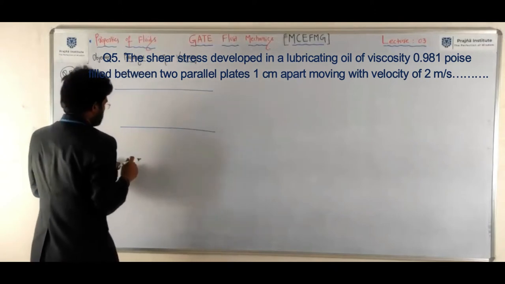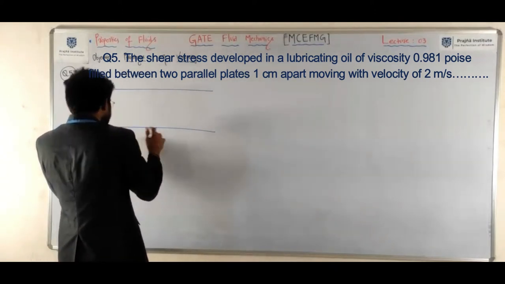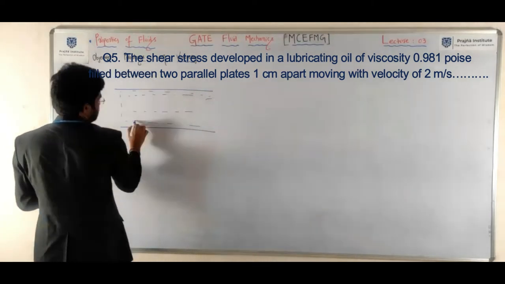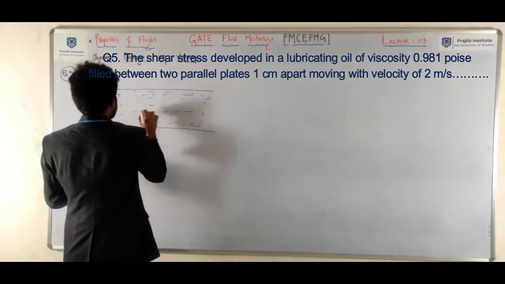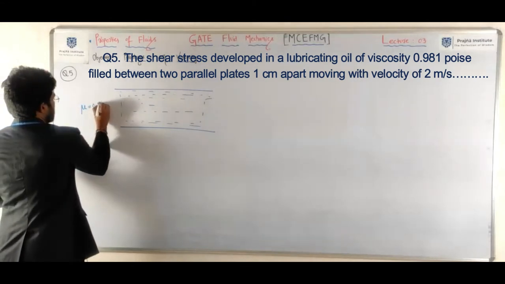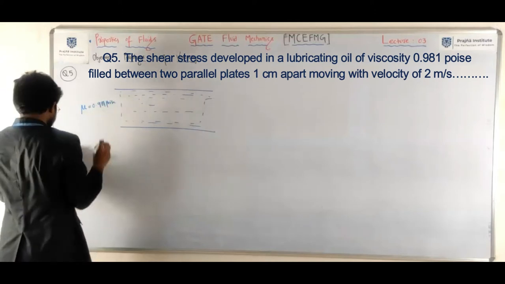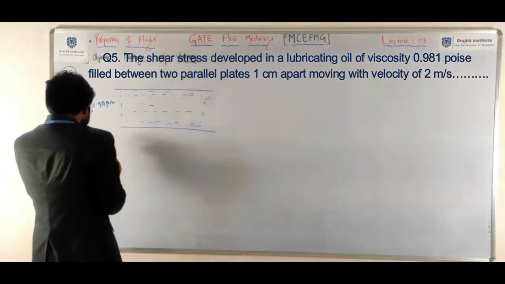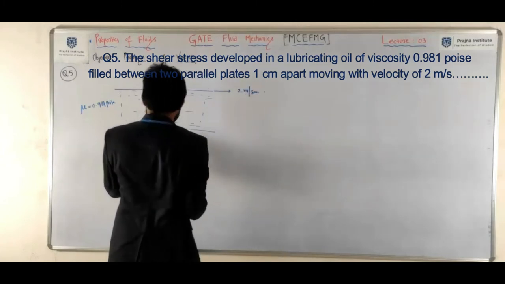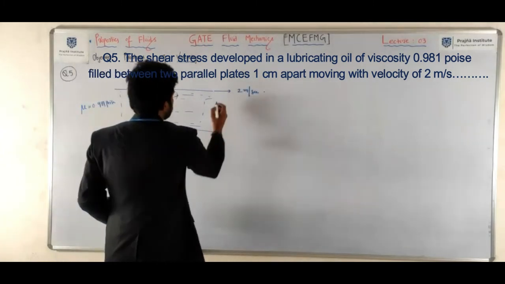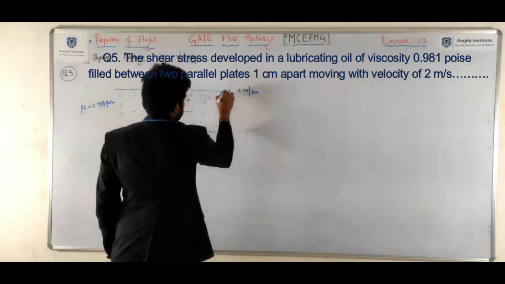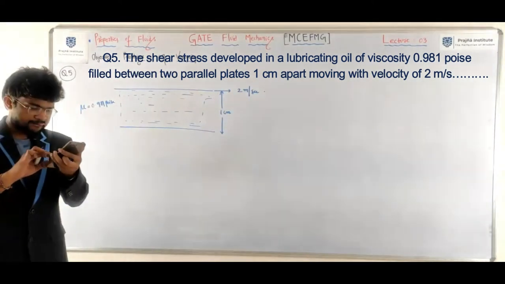Two parallel plates, and in between the parallel plates there is some fluid. What is the mu of the fluid? 0.981 Pa.s. The top plate moves at 2 meters per second, and the plates are 1 centimeter apart. Clear?